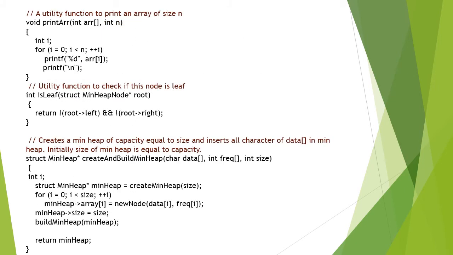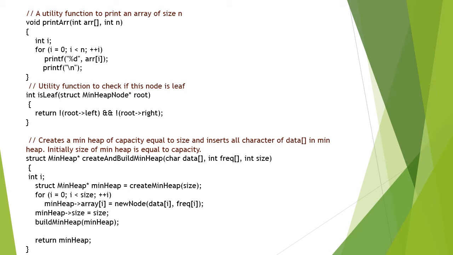In this particular slide we are going to deal with three functions. The first is printing of an array, the second is finding the leaf node, and the third is finding whether the size of the heap is equal to the capacity or not. In the print function we are going to print the array whatever we have got, that is, for the particular characters we will print the array.